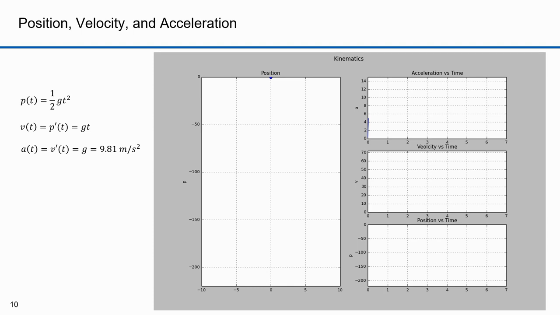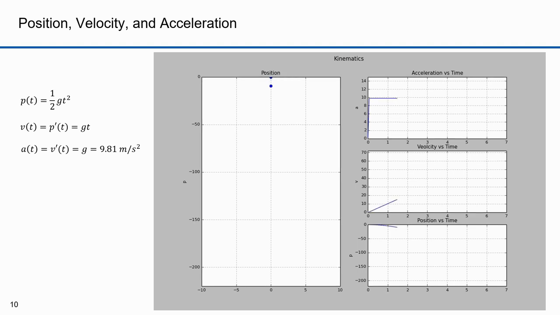This leaves us with three fundamental equations. Starting from the bottom, acceleration is the derivative of velocity and is equal to g. On Earth, g is 9.81 meters per second squared. It'll be different on another planet. Next, velocity is the derivative of position and is g times t. Position is equal to 1/2 g times t squared.